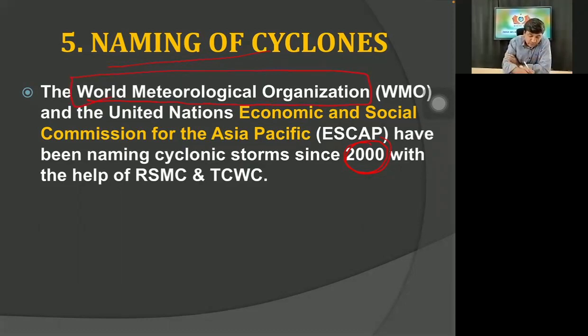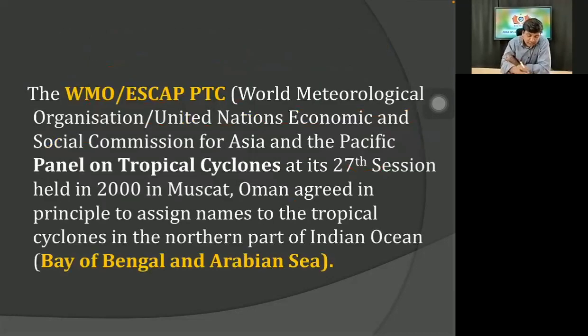Organization. This World Meteorological Organization, with the help of the United Nations Economic and Social Commission for Asia and Pacific, is another agency, and with its help it started naming the cyclones from the year 2000. So here WMO ESCAP PTC means World Meteorological Organization, United Nations Economic and Social Commission for Asia and Pacific, Panel on Tropical Cyclones.